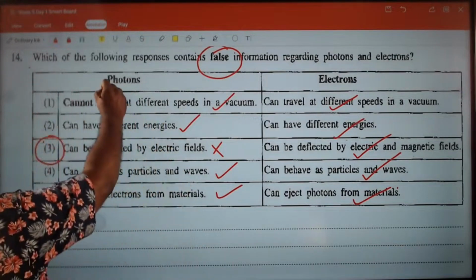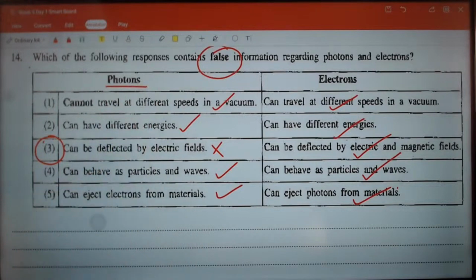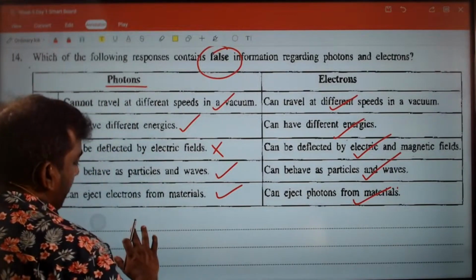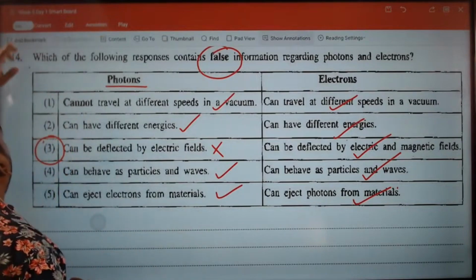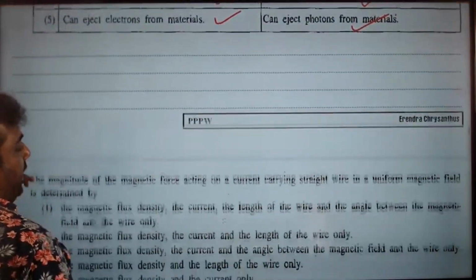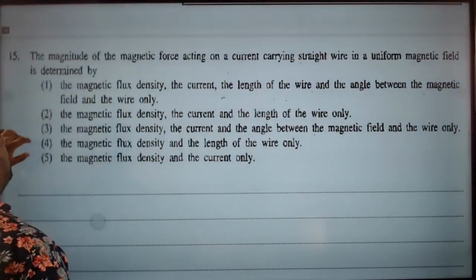Photons have no charge. Therefore, they cannot be deflected in an electric or magnetic field.